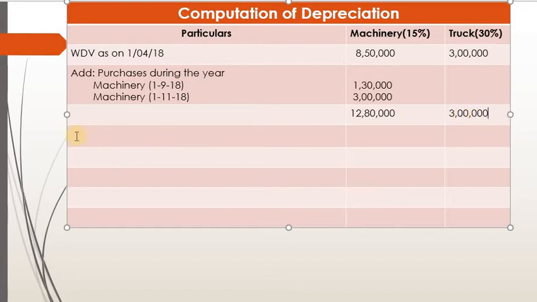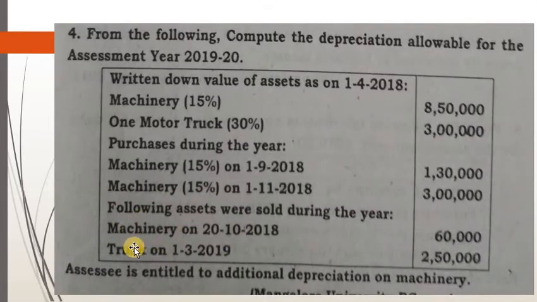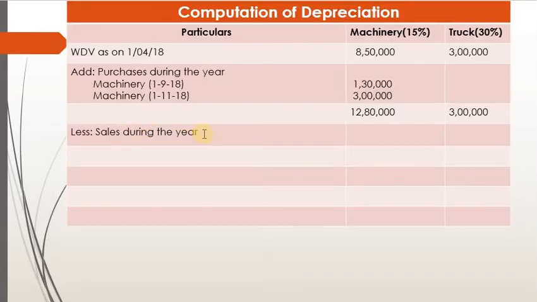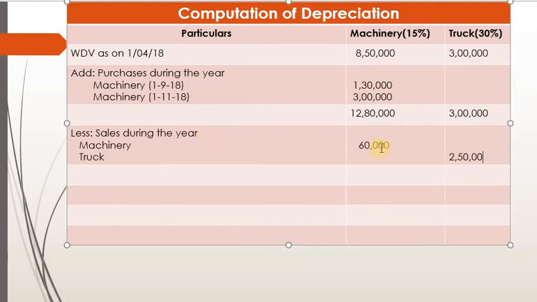Now let's see whether there are any sales during the year. Less sales during the year. There are two assets which were sold, that is, one is machinery, then there is truck. So 60,000 for machinery, 2,50,000 for truck. Let's write the amount. 60,000 for machinery, and 2,50,000 is the truck.